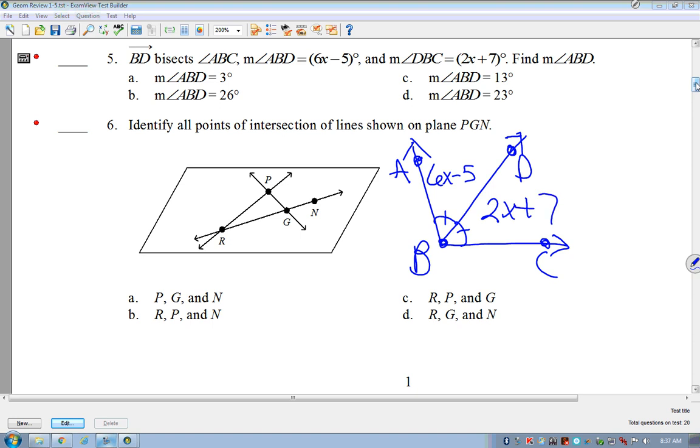All right, it wants to know what this is in specific degrees. Okay, so what are my steps here? What do I do? I know that those 2 things are what to each other? Congruent, right? They're equal to each other. So what can I start with?